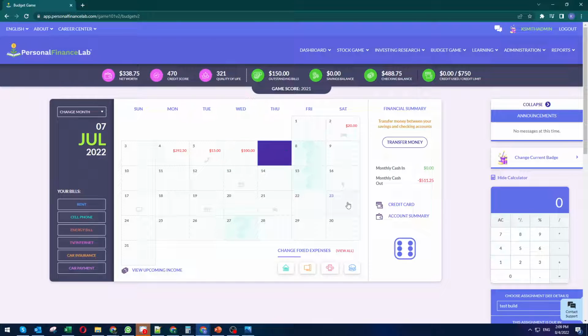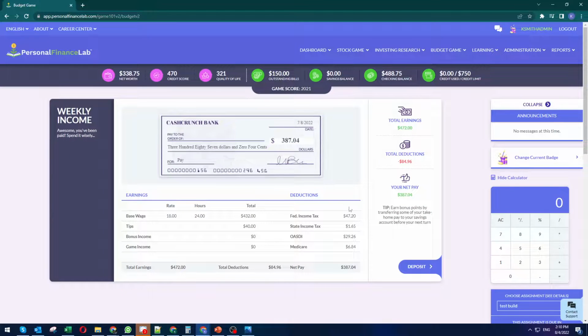Speaking of paychecks, I'm going to move forward another couple of days, and then on this first Friday of the game, I'm going to get my first paycheck, which you can see here. So I have the hours that I worked, the base rate that I was working, and you as the teacher get to choose the base rate your students will be earning. I see all my tax withholdings, and I see my final net pay, which matches what's on my paycheck.